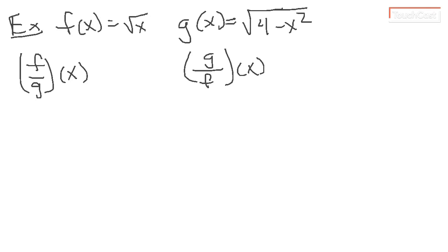And then list any values we need to exclude from the domain, which would then just be finding the domain. So we learned on the first page, when we're doing a division or a quotient of two functions, we take the first function. So if we're doing f over g, we take f of x, which we know is the square root of x, and we put it over g of x, which is the square root of 4 minus x squared.